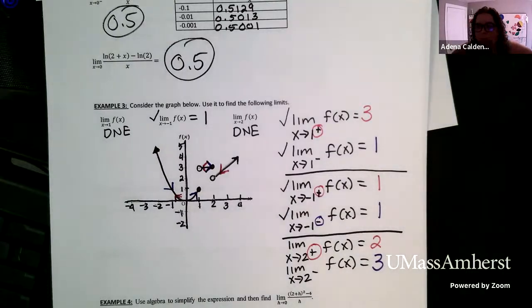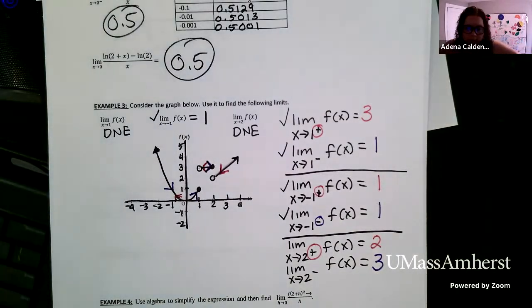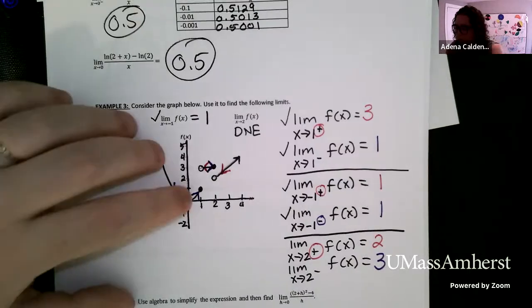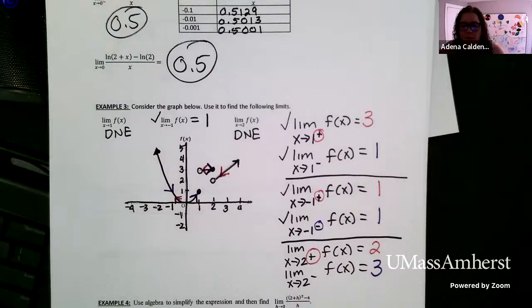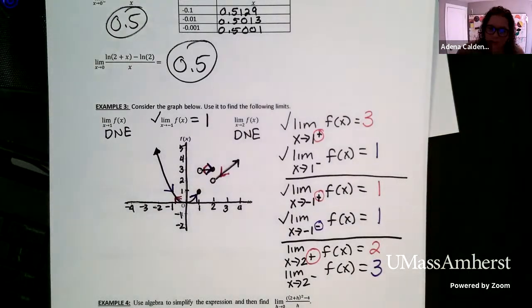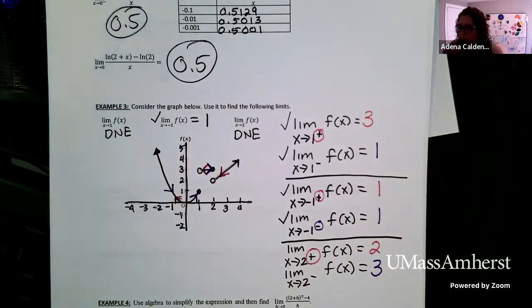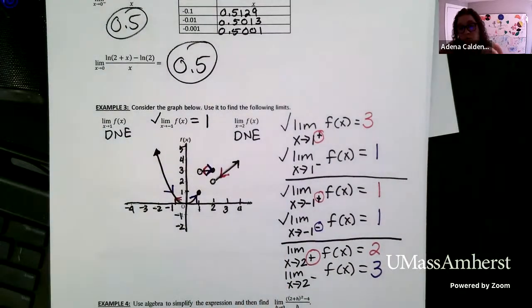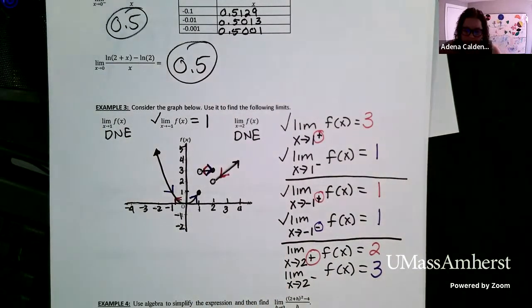So you really do need to look at what's happening from both the left and the right to figure out if it exists. Now, visually, you can kind of see where these issues are going to come up because we have these jumps, right, that are in different functions. So you have a pretty good sense of where they're going to be, but sometimes you are asked to find the values to then showcase that they are different.